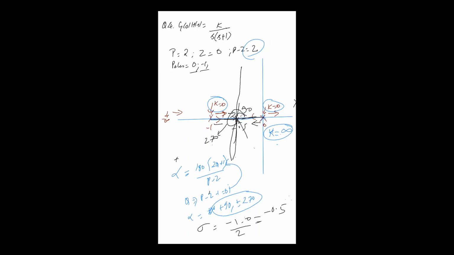From here, the two branches are going, and this is my asymptote. And along the asymptote, the root locus branches terminate at infinite. One branch is going like this, K equal to infinite. Another branch is going like this, K equal to infinite. So this is the completion of question number 4. We'll quickly see question number 5 before this lecture ends.